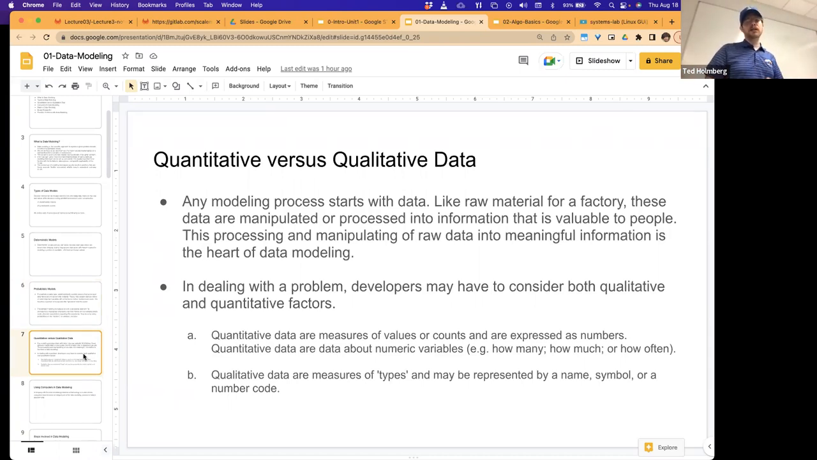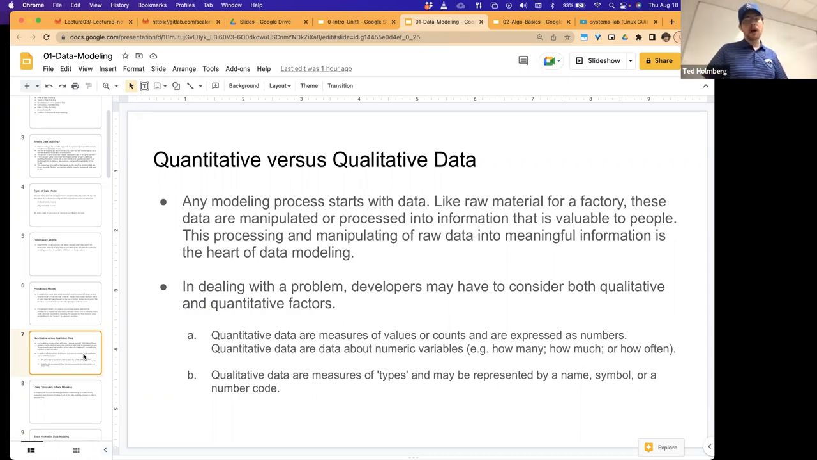So any modeling process starts with data, right? And like raw material for a factory, the data is then manipulated or processed into information that's valuable to the people who are using your application. So the processing and manipulating of the raw data into meaningful information is at the heart of data modeling. That's what we're trying to do when we build out our applications.